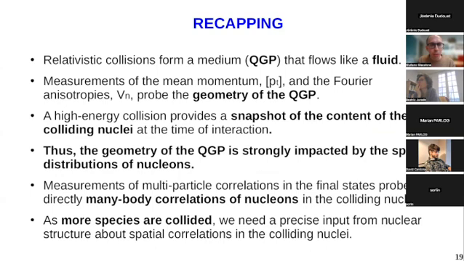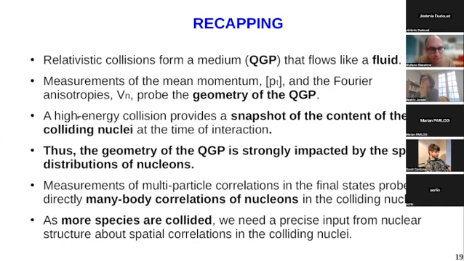So I would like to recap this first part, which was the theory introduction. Relativistic collisions of nuclei form a quark-gluon plasma that behaves like a fluid. And if you measure average momenta and Fourier anisotropies, like elliptic flow, what you probe is the geometry of the initial state of this QGP. So you can reconstruct that information from the data. But then this geometry is actually something coming from nuclear structure, most of it.